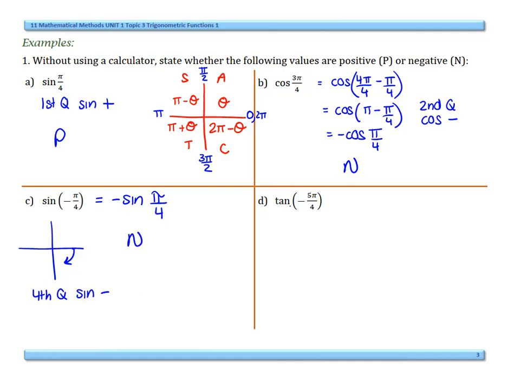The final one, we have tan of negative 5 pi on 4. So that's equal to tan. And what we do here is we go negative 4 pi on 4, and we take away another pi on 4.